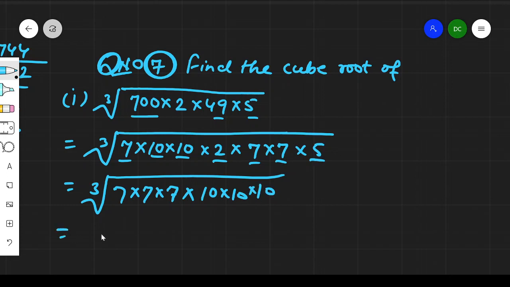Okay. So, we have to find the cube root. So, 1 7 will come out because a triplet is there, and 1 10 will come out because 3 10s are there. So, 7 10s are 70 will be the cube root of this number. This way we will find the cube roots of any given number.